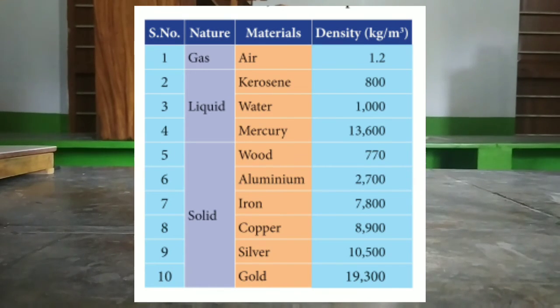Next, the nature of the material is solid. Wood, 770 kilogram per meter cube. Then aluminium, 2700 kilogram per meter cube. Iron, 7,800 kilogram per meter cube. Then copper, 8,900 kilogram per meter cube. Silver, 10,500 kilogram per meter cube. Then gold, 19,300 kilogram per meter cube.